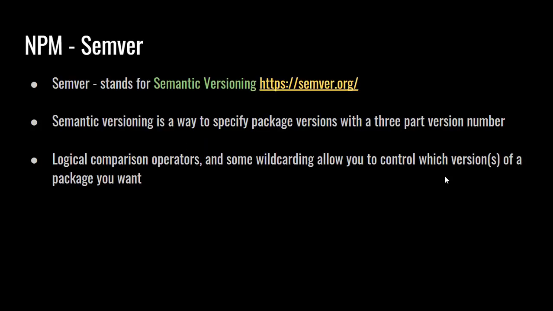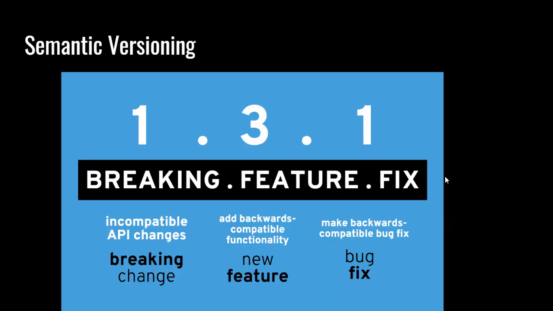So semantic versioning. So semver. What semver stands for is semantic versioning that we've seen in the package.json. And it's a way of specifying package versions with a three-part version number. I like this question all the time. If I ever did an exam, I'd always put it on there. It has logical comparison operators, and there's some wildcarding that allows you to control which version of a package you want. So what it looks like is this.